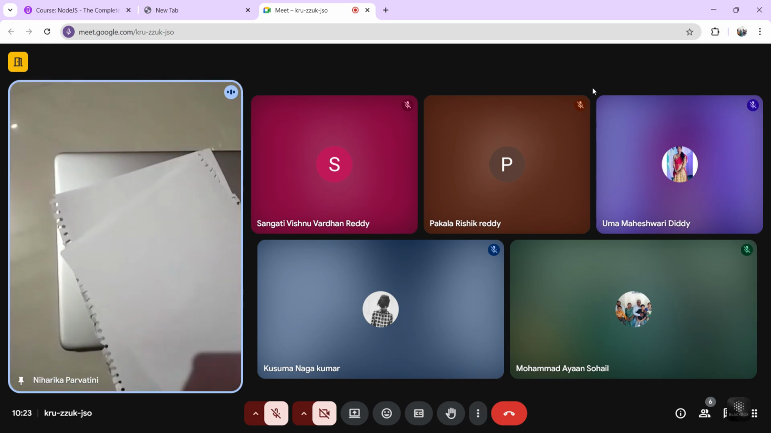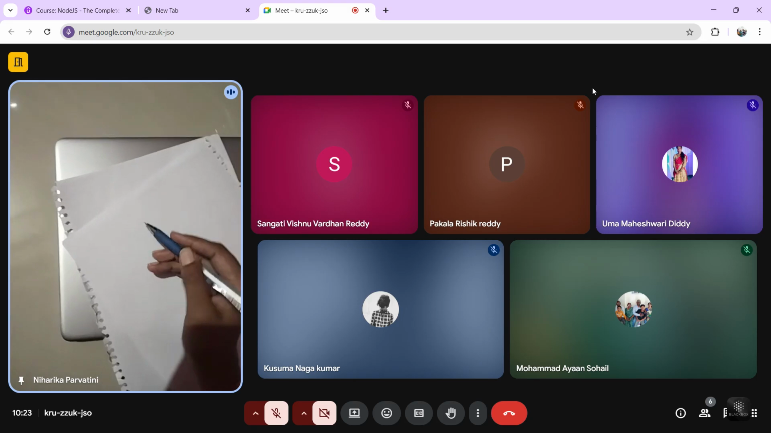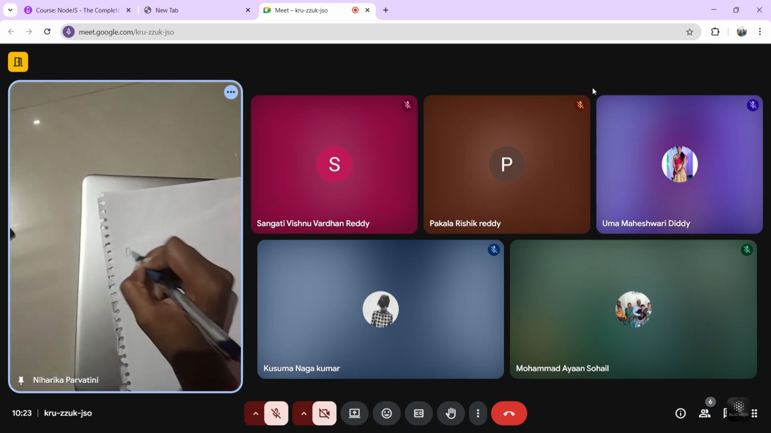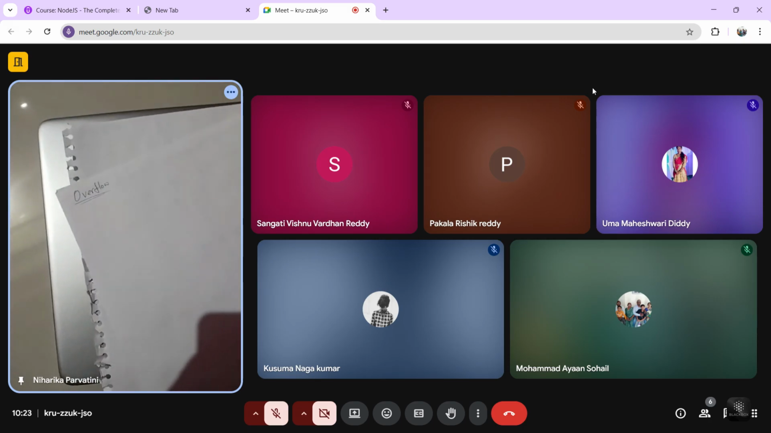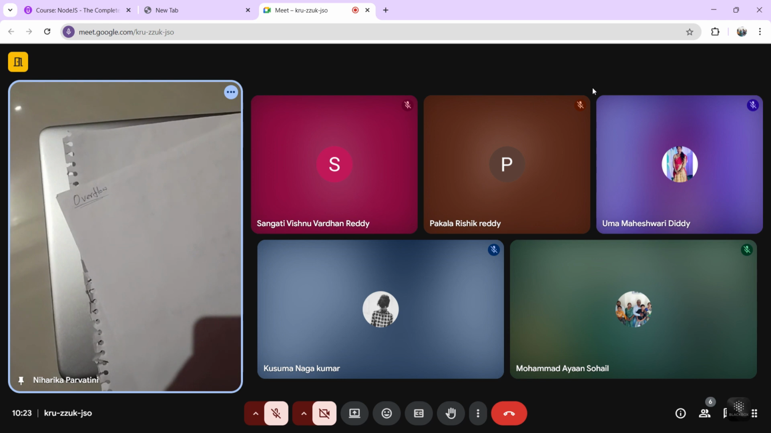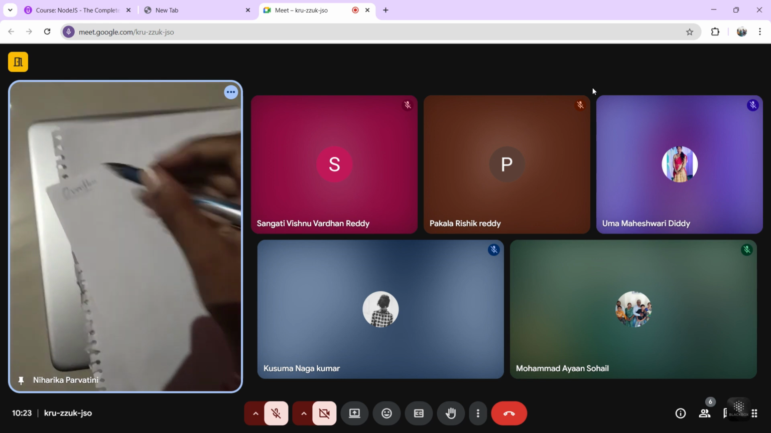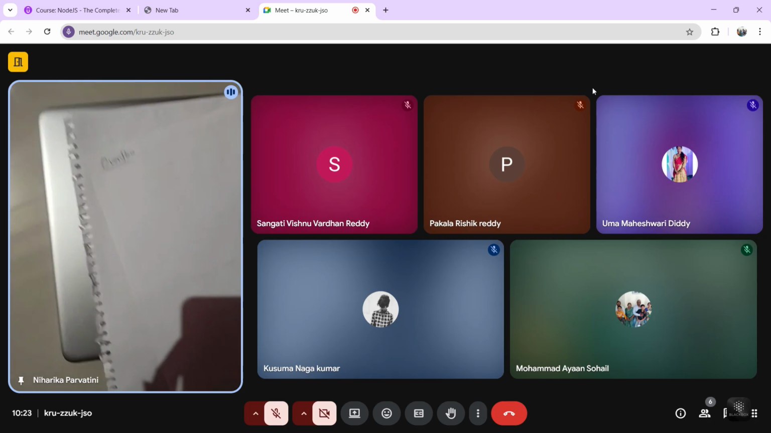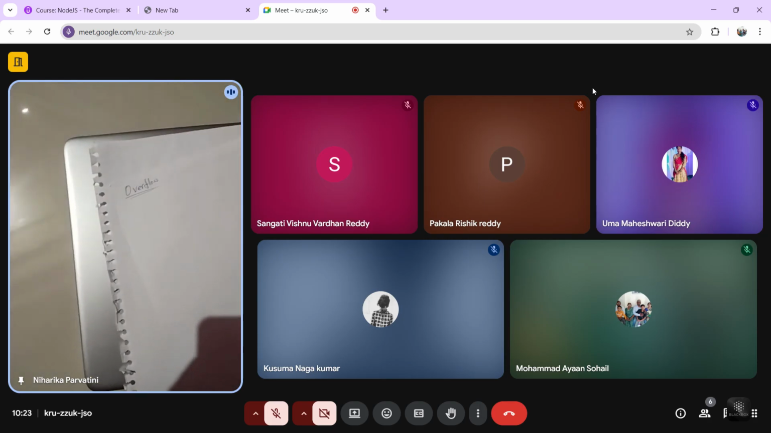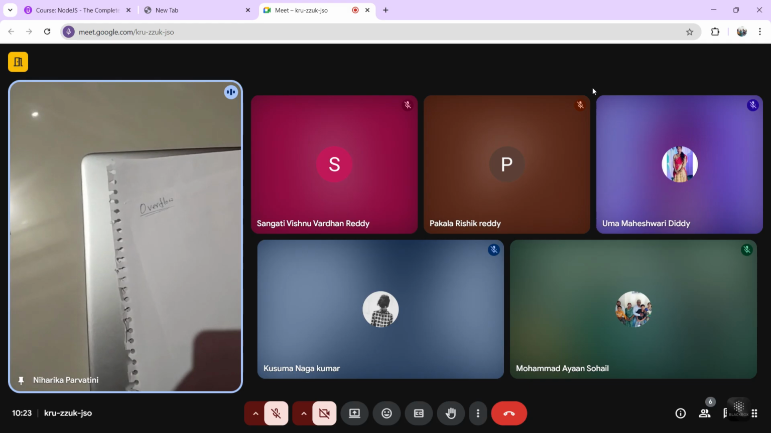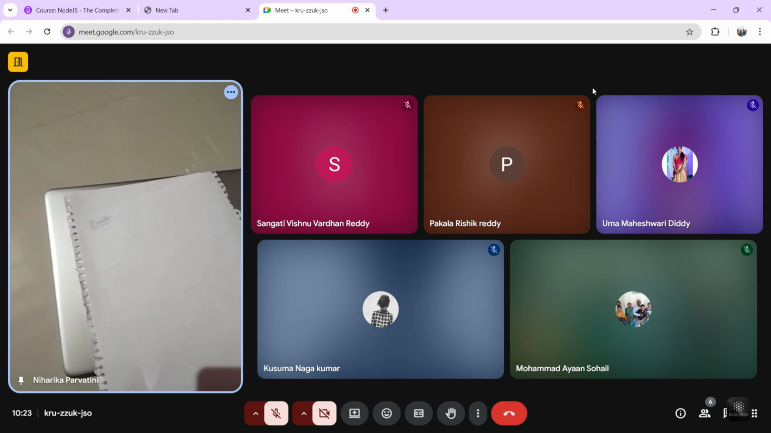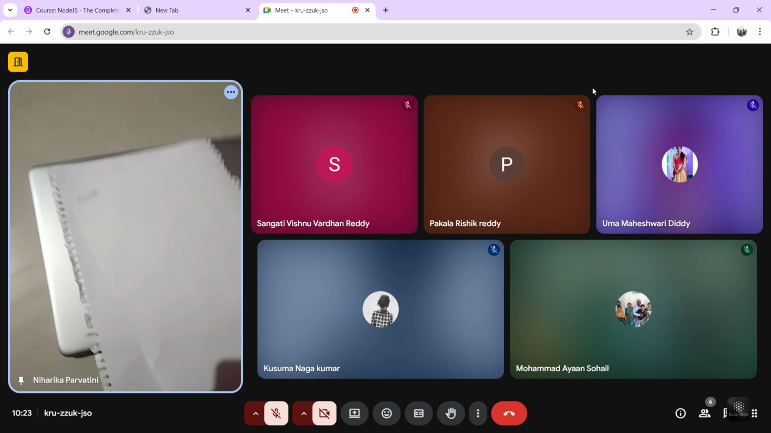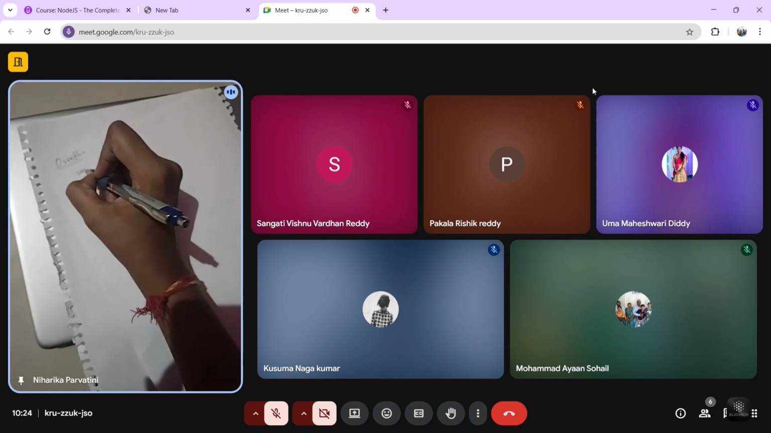Any idea about the overflow, guys? What is overflow? What does overflow mean? Any idea? Overflow is nothing but when two same signed numbers are added together, then the result is an overflow condition. Okay? When same signed numbers are added together.